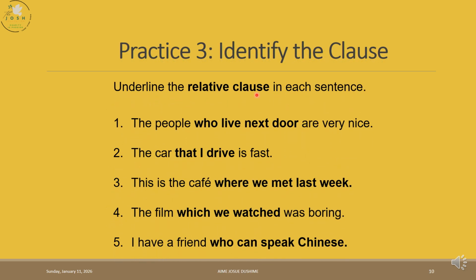Underline the relative clause in each sentence. I will just give you an example on the first one, then you will do it on the rest. People who live next door are not very nice. We have who live next door. The car that I drive is fast. This is the cafe where we met last week. The film which we watched was boring. I have a friend who can speak Chinese. You're going to underline just like I did here.